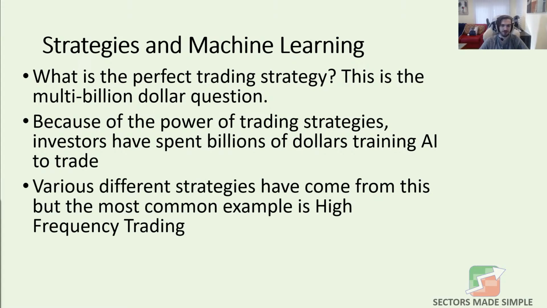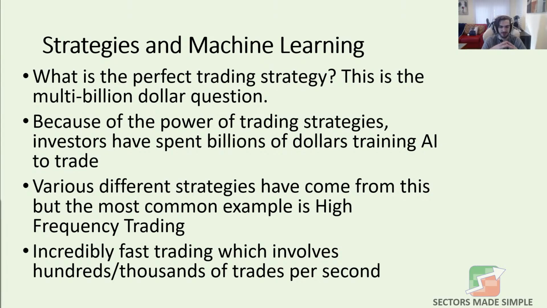Many trading strategies have come from machine learning and use machine learning, but the most successful ones use something called high frequency trading, HFT. HFT, or high frequency trading, is a robot that doesn't just buy and hold for a couple of days. It buys and then sells and then buys and then it sells and buys and sells thousands or hundreds of thousands of times per second.